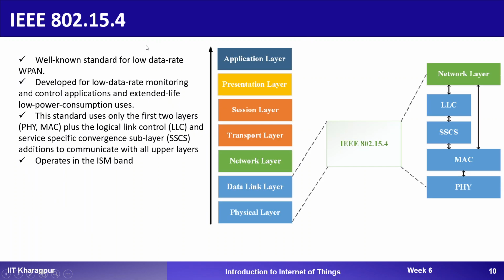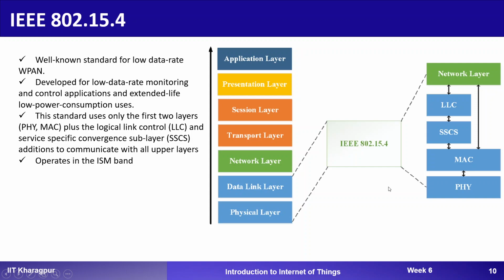Now your IEEE 802.15.4. So your IEEE 802.15.4 is a standard for your low data rate WPAN. Basically, the difference lies only in the last two layers, that is your physical layer and data link layer. Actually, not in the physical layer. Physical layer is also present in your IEEE 802.15.4. However, in your data link layer, the difference is present.